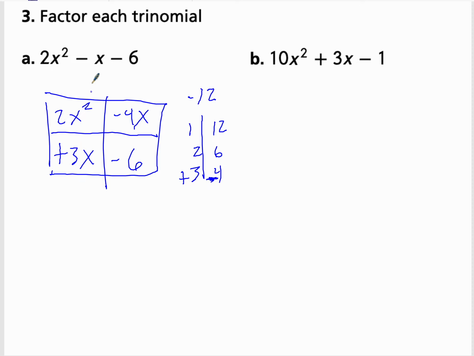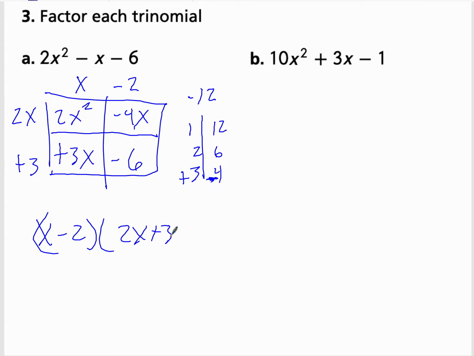Common factors of 2x squared and 3x would be x. Negative 4 and negative 6 would be negative 2. Since this is negative, that has to be negative. And that shouldn't have an x on it. Negative 2, there we go. 2x squared and negative 4 would be 2x. And then common factors of 3 and negative 6 would be plus 3. So x minus 2 times 2x plus 3.